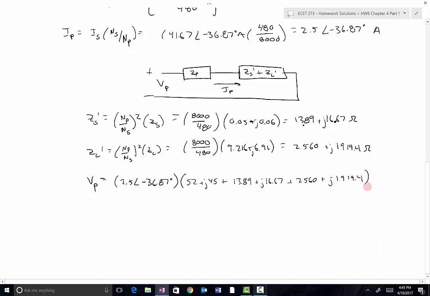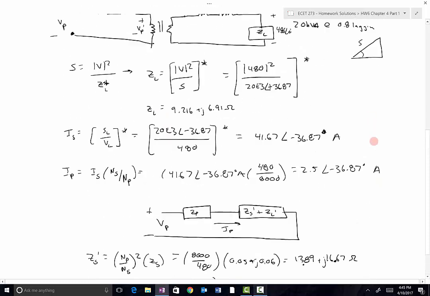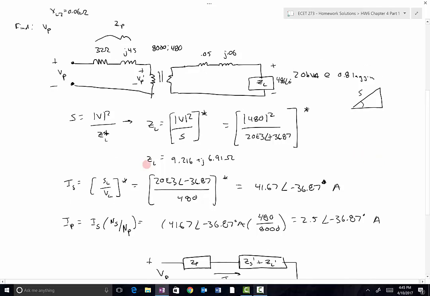So this gives me the primary side input voltage 8183.62 at an angle of 0.37 degrees volts. So that's my input to the transformer. Primary will allow me to operate this transformer at 480 volts output, delivering 20 kVA to a 0.8 power factor lagging load.